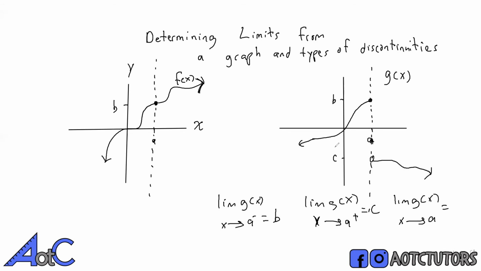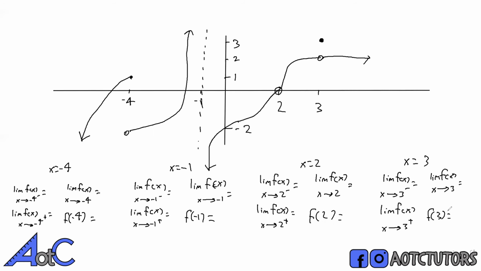These are not equal to each other. So because the left-hand and right-hand limits are not equal to each other, we say that the limit of g of x as x approaches a does not exist. Again, a limit only exists if the left-hand and right-hand limits converge to the same value. All right, that's the basics behind how to find the limit value graphically. On the next page, I have a little example of a more complicated function that I just want to go through before this session is over.